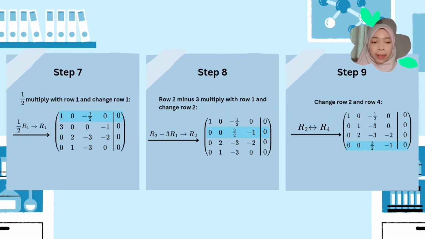For the 7th step, multiply row 1 by one half and change row 1. The result is 1, 0, negative 1 over 2, and 0. For step 8, row 2 minus 3 times row 1 and change row 2. The result will be 0, 0, 3 over 2 and negative 1. For step 9, swap row 2 and row 4.